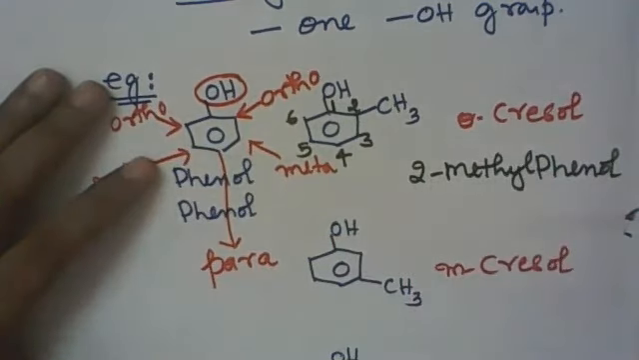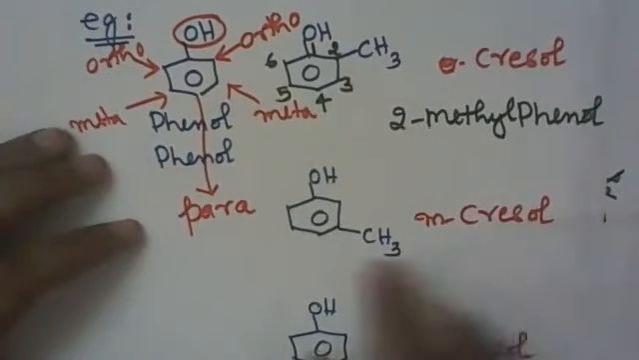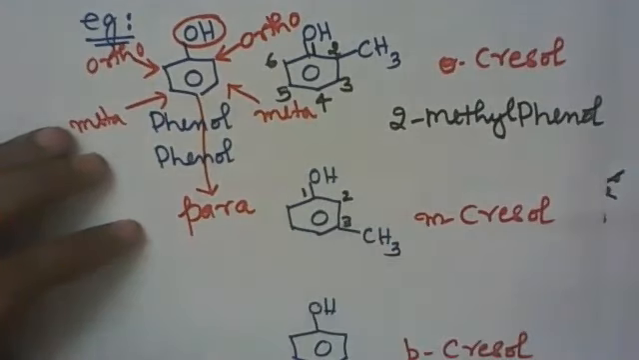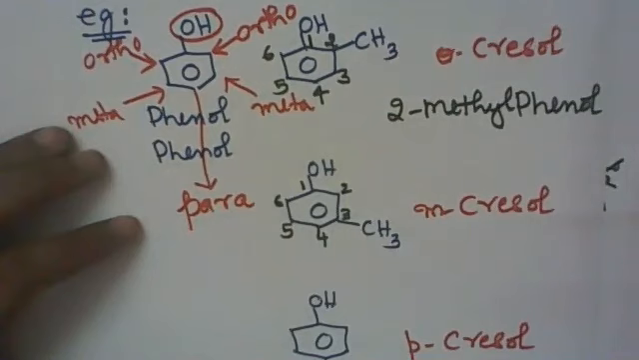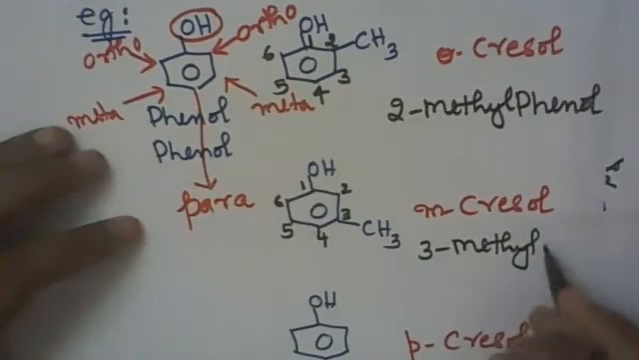So it becomes 2-methylphenol. Correct? Can you name this one now? You can name this one: carbon number 1, carbon number 2, carbon number 3, carbon number 4, carbon number 5, carbon number 6. So this becomes 3-methylphenol.